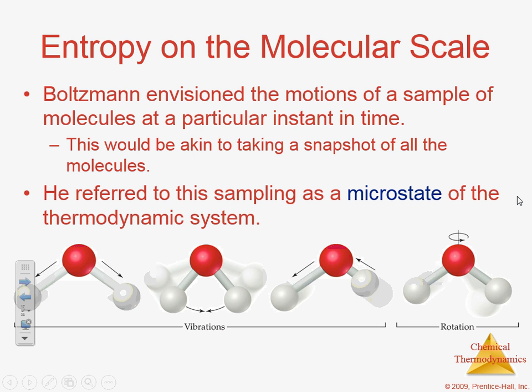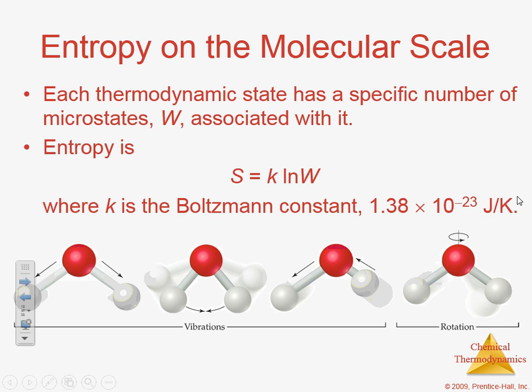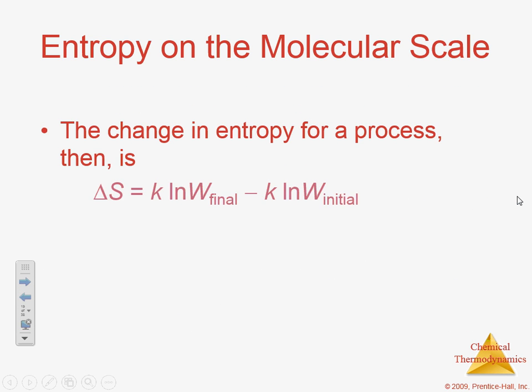Now, what Ludwig Boltzmann did is he took a picture of a microstate sampling of a thermodynamic system. So he tried to take a snapshot of what molecules would look like if we had these translational, vibrational, and rotational motions all at one time. He came up with a specific number of microstates W and came up with an equation for entropy at the microstate level, which we're not going to focus too much on.